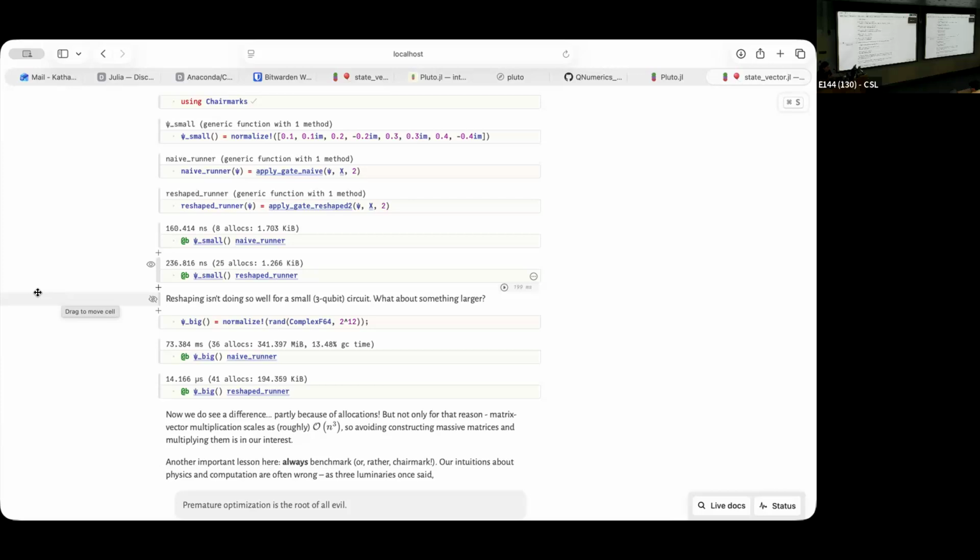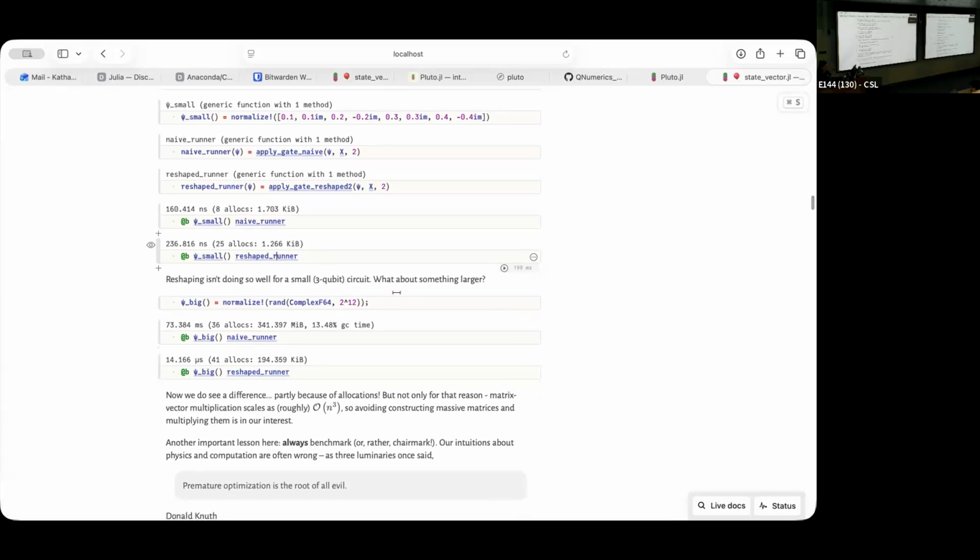But if we run this on something substantially larger, like a 12 qubit state vector, which is many, many times bigger, I created a function here, scibig, to generate some slightly bigger state vectors. Then we compare again the naive case versus the reshaping case. You can see, at least on my laptop, results might vary on yours, that the naive one does substantially worse. It takes about 73 milliseconds versus 14 microseconds, and the microseconds are obviously also 10 to the 3 smaller.